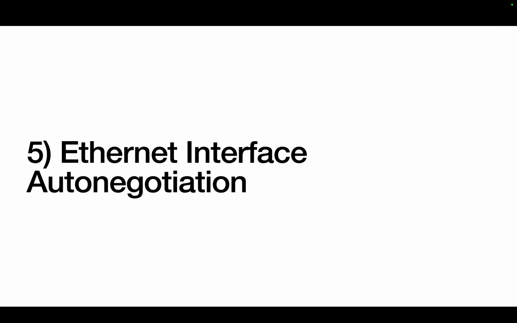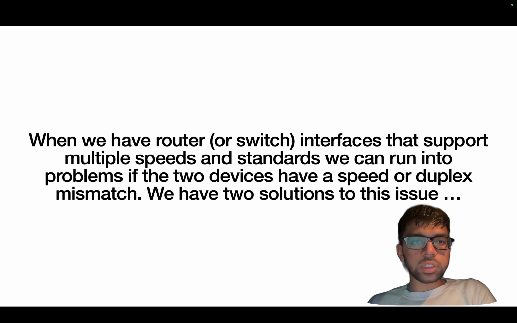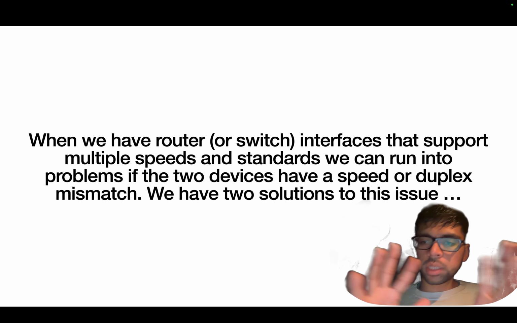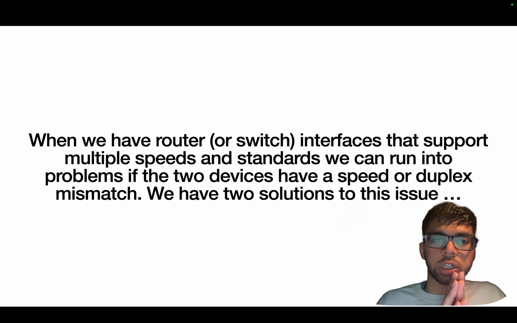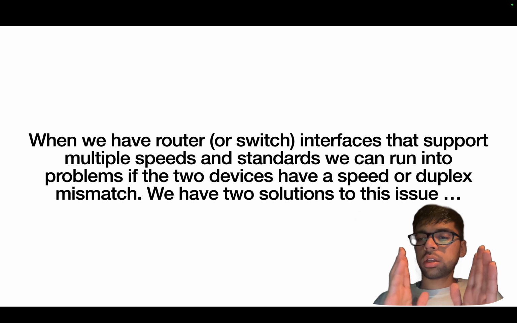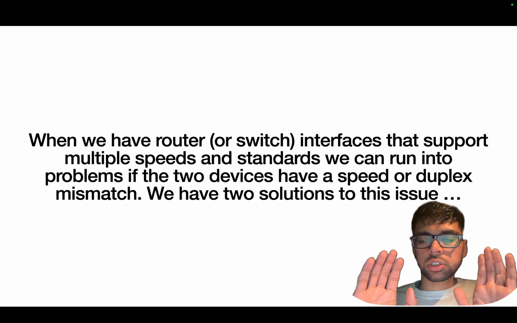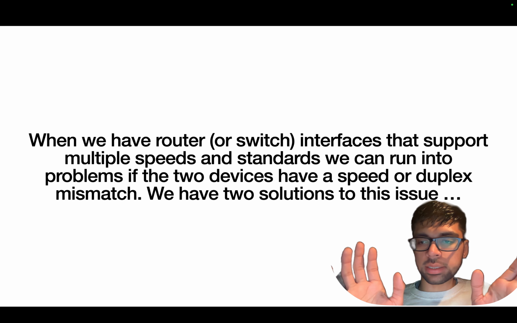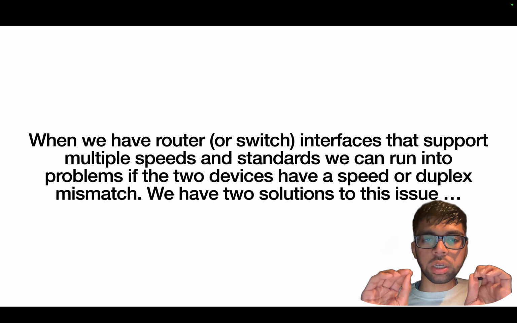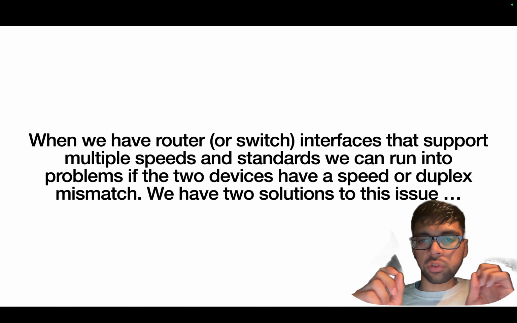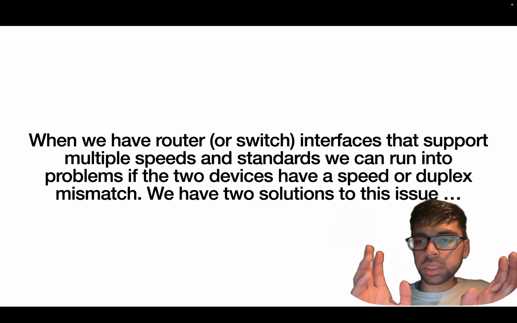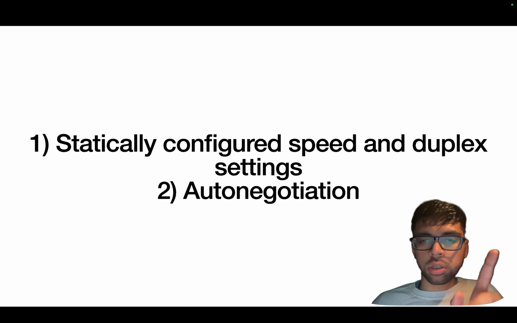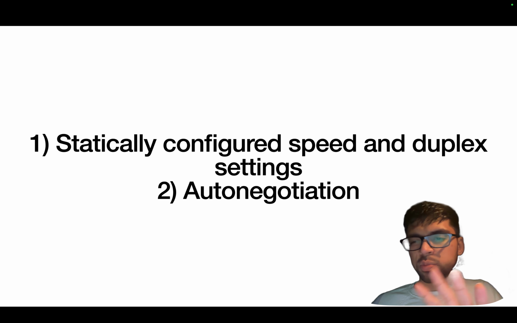Ethernet interface auto negotiation. We're talking about the purpose of auto negotiation. Router and switch interfaces support multiple speeds and standards, and multiple duplexes. We can run into issues if those devices have a speed or duplex mismatch. So we have 2 solutions: statically configure speed and duplex settings, or auto negotiation. Auto negotiation is really the better option.